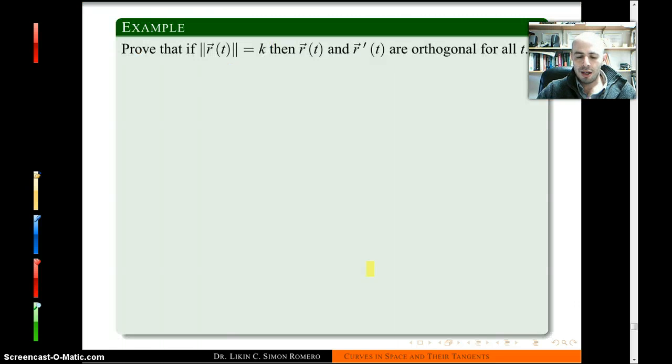Let me tell you, this example is a little bit more advanced, but it explains how powerful it is to do calculus with vector functions. Prove that if the magnitude of r(t) is equal to k, then r(t) and r'(t) are orthogonal for all t.